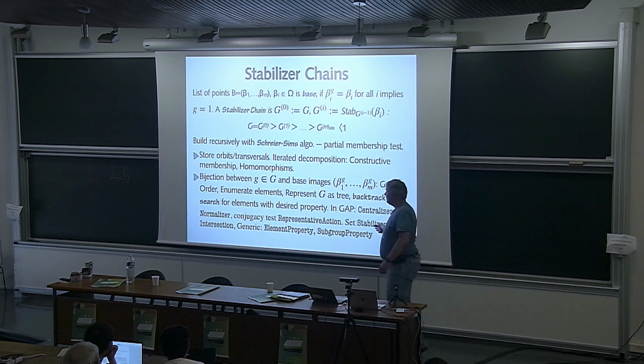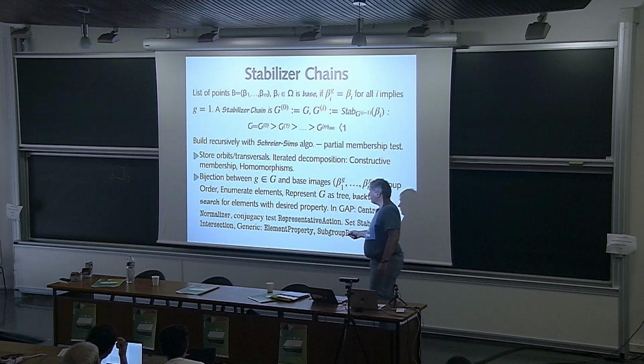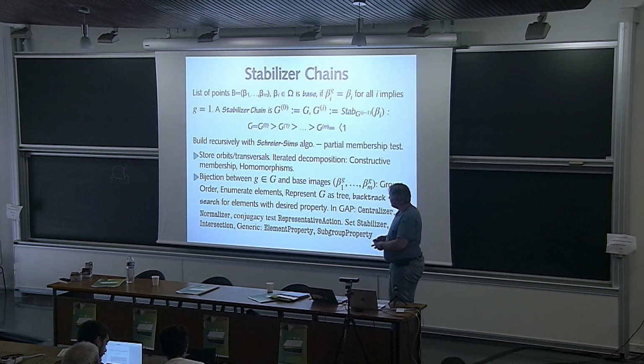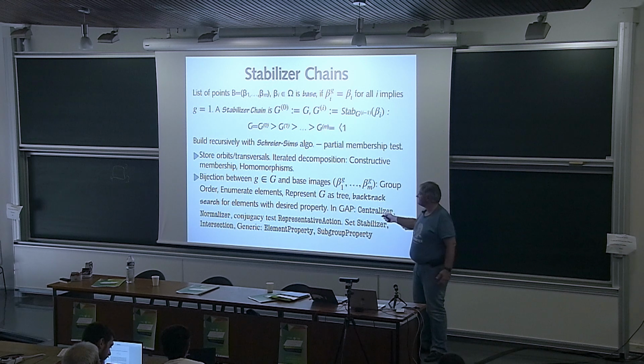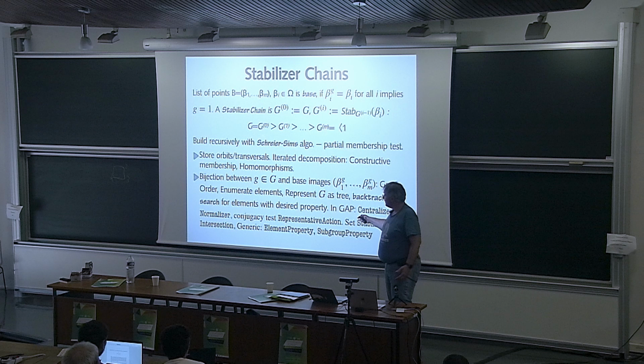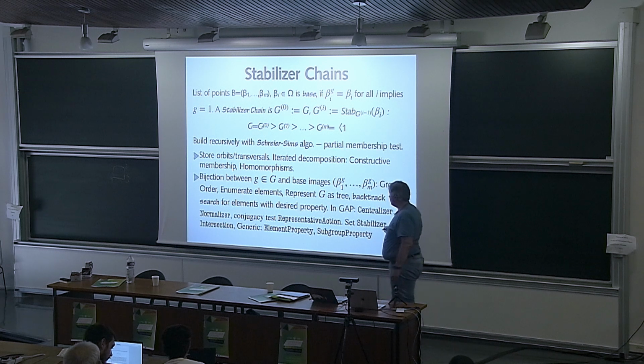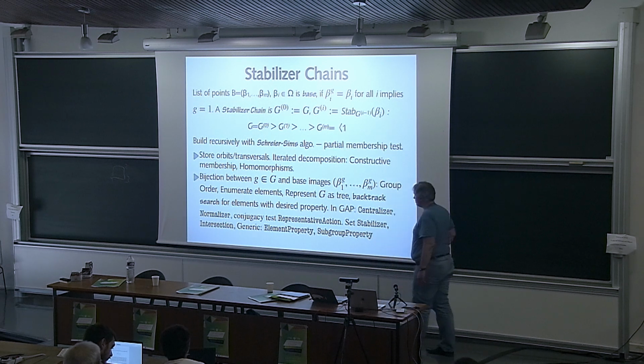For example, the number of possible base images is the order of the group. And the number of possible base images is the product of the orbit lengths on all the levels. Or you use the orbit stabilizer theorem, right? The order of the group is the length of the orbit times the order of the stabilizer. The order of the stabilizer you calculate recursively again in the same way. So you get the order of the group. You can use this to enumerate the elements because you can enumerate the base images.